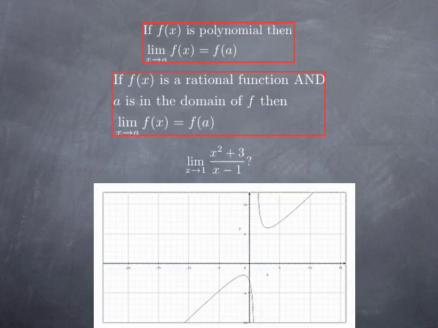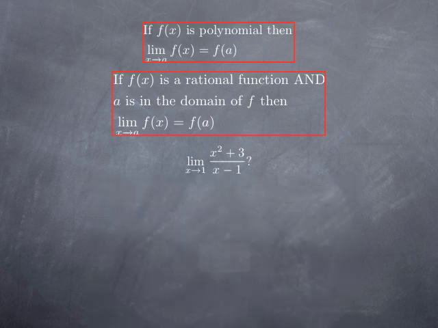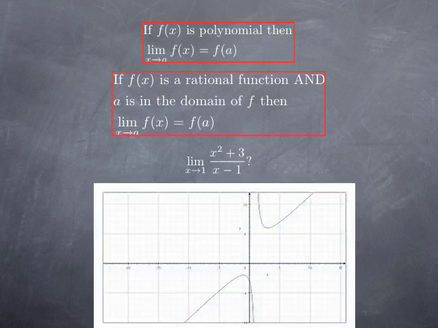Now what if a is a 0 of the bottom? In other words, x equal a is not in the domain of the rational function, like in this example. Right? If you plug x equal 1, then you obtain 0 at the bottom. You divide by 0, then we have a problem. Let's look at this example. X squared plus 3 over x minus 1 is graphed here. And you see that when we get close to x equal 1, the values of the function grow without bounds and the limit does not exist.